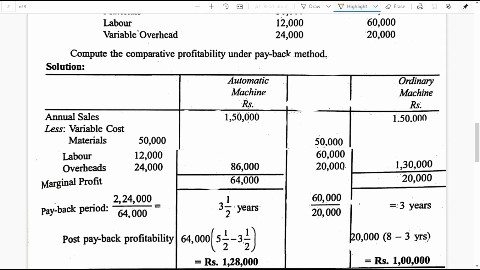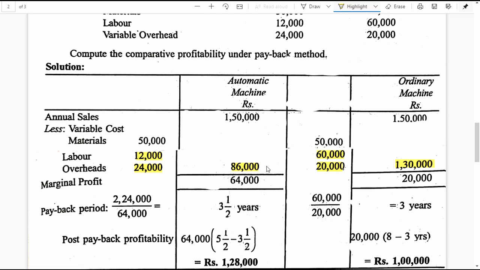Annual sales 1,50,000, 1,50,000 for both the machines. Less variable cost. Material 50,000 for automatic machine, 50,000 for ordinary machine. Labor 12,000 for automatic machine, 60,000 rupees for ordinary machine. Overheads 24,000 rupees for automatic machine. Again this 20,000 rupees for ordinary machine. The total variable cost for automatic machine comes to 86,000. For ordinary machine it comes to 1,30,000 rupees.